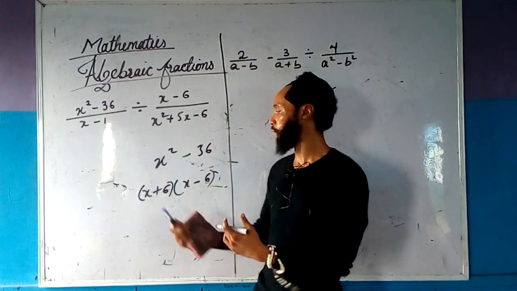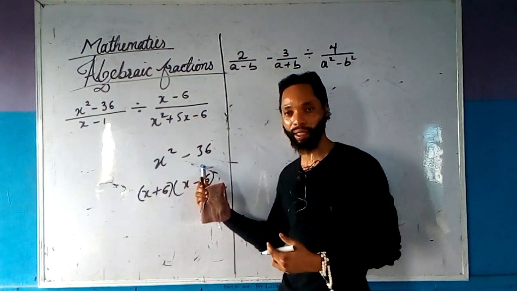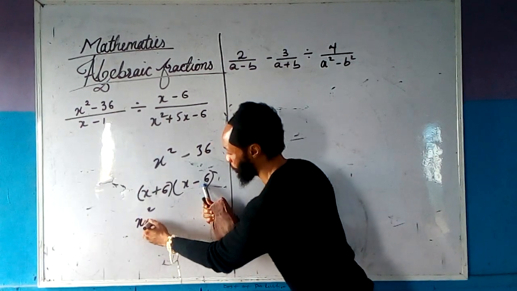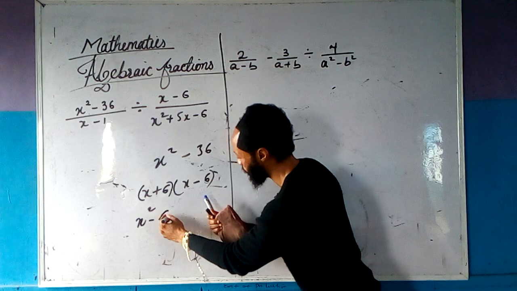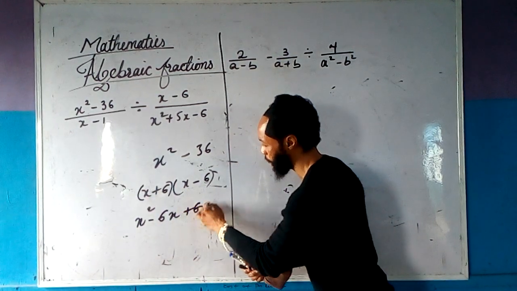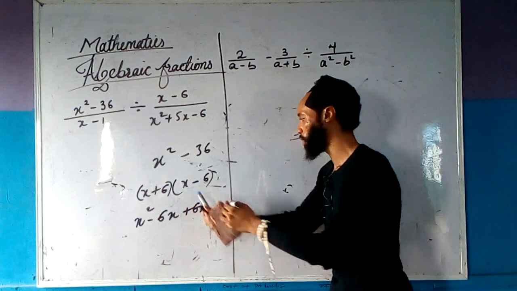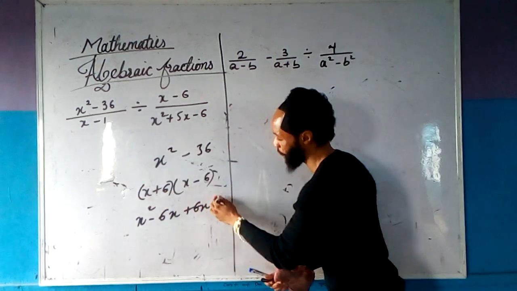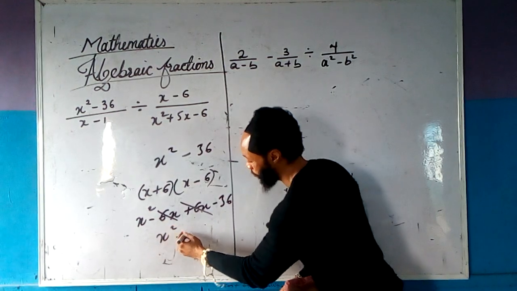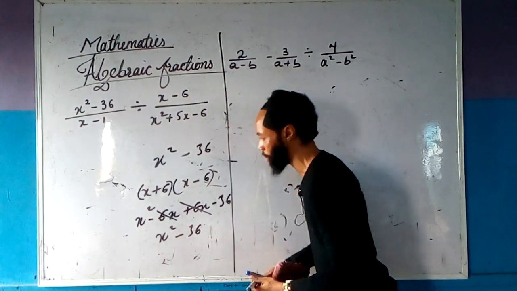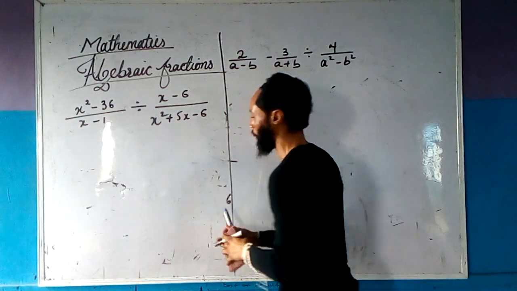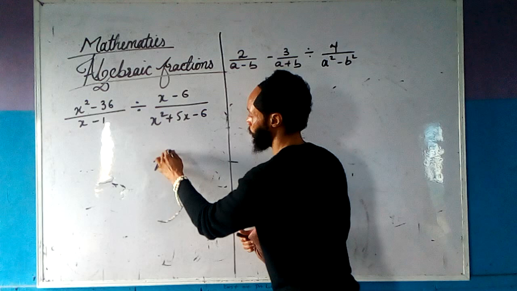Because if we FOIL it, if we open the bracket, we'll end up getting this. X times x will give us x squared. X times negative 6 will give us negative 6x. Positive 6 times x will give us positive 6x. Negative 6 times 6 is negative 36. So in the event of these two canceling, we have x squared minus 36. For some other examples, you can also have something like x squared minus 1.